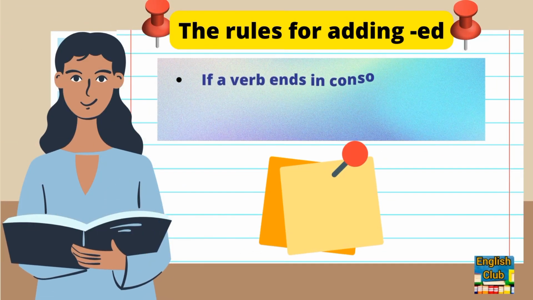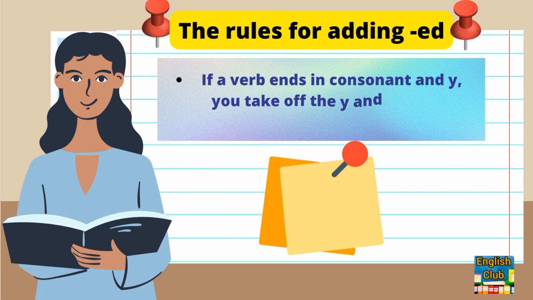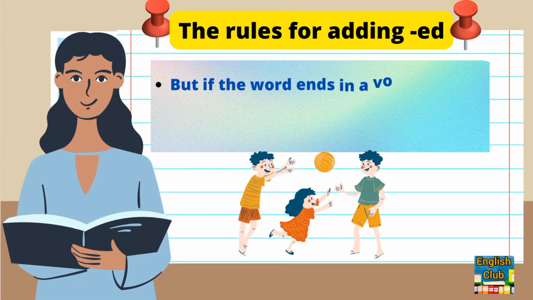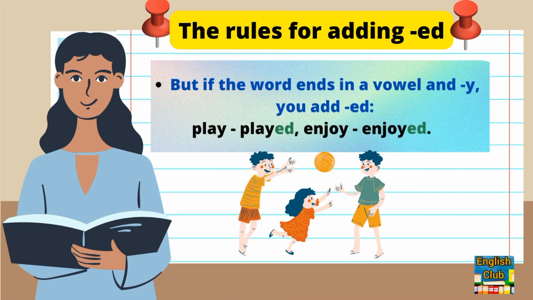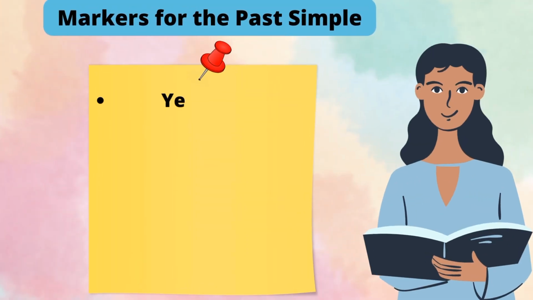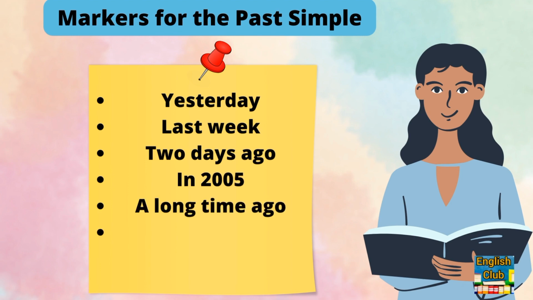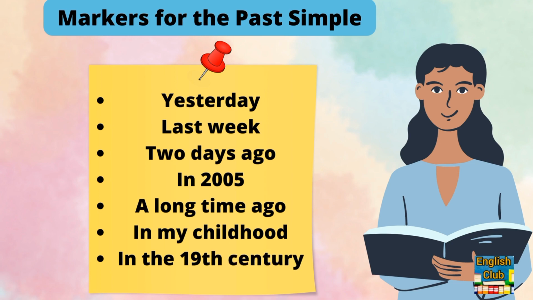If a verb ends in a consonant and y, you take out the y and add ied. Dry, dried. Cry, cried. But if the word ends in a vowel and y, you add ed. Play, played. Enjoy, enjoyed. Markers for the past simple: yesterday, last week, two days ago, in 2005, a long time ago, in my childhood, in the 19th century.